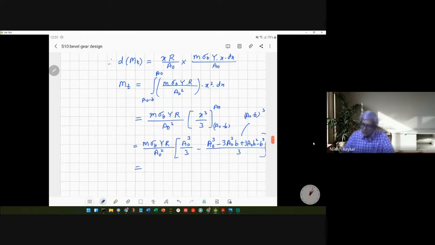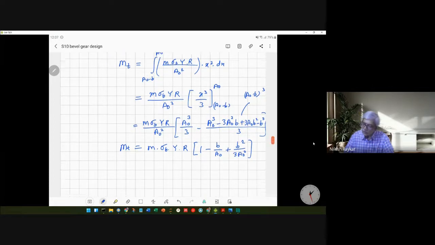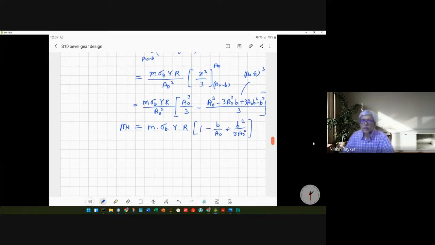So if we simplify this, it will come out to be m into sigma b into y into r in bracket 1 minus b by a naught plus b square by 3 a naught square. So that is the torque which this particular gear can withstand, the torque which the entire tooth can withstand is given by this particular formula.